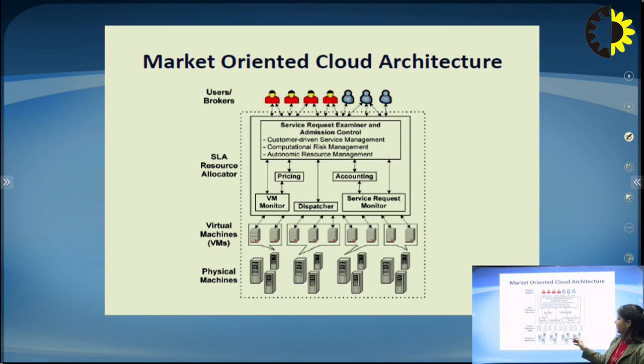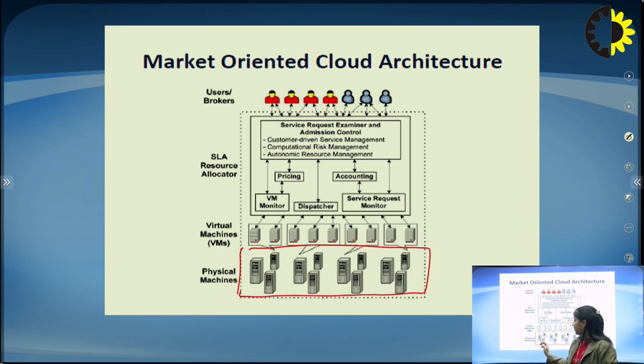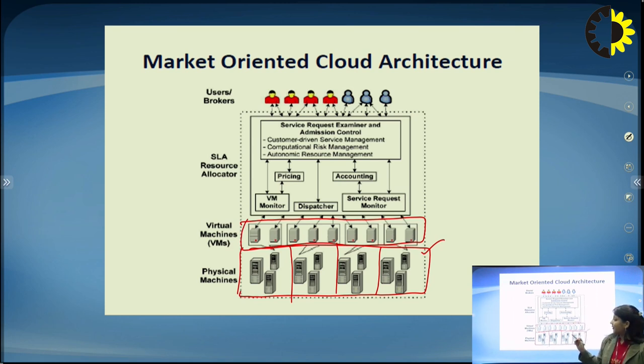This is the architecture where at the bottom layer we have the physical machines. These are the servers, and these physical machines are combined from the different providers so that we have an ample amount of resources. With the help of these physical machines, virtual machines can be easily generated via full virtualization. So from only a single server, we can generate multiple virtual machines here. And after that, we have the SLA resource allocator.